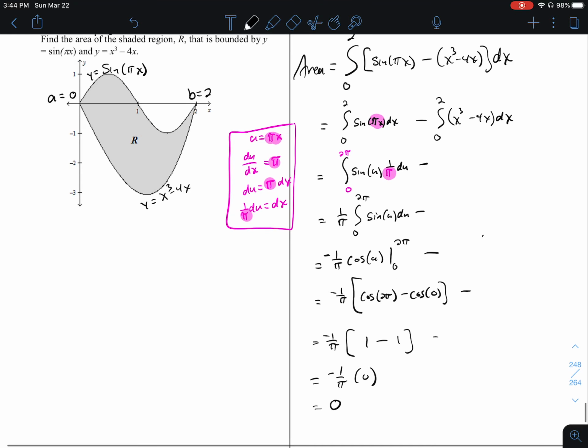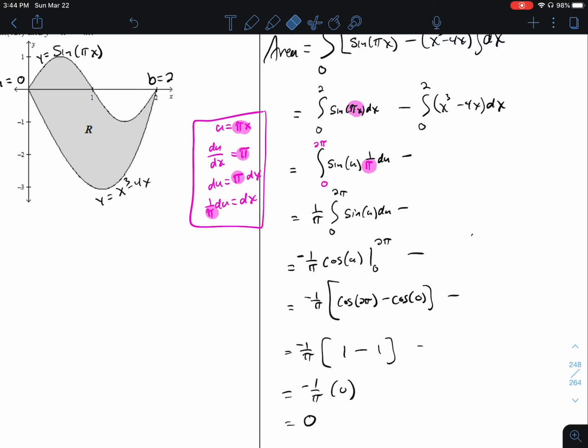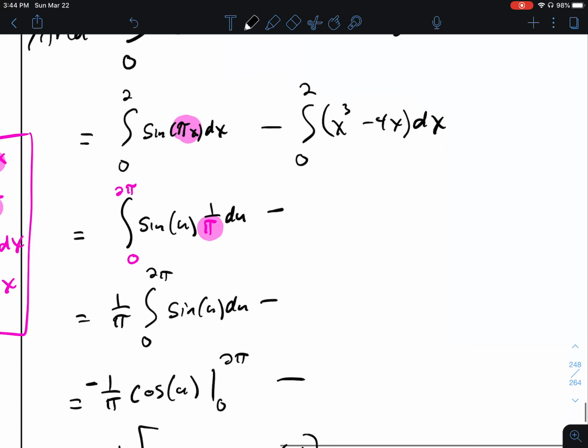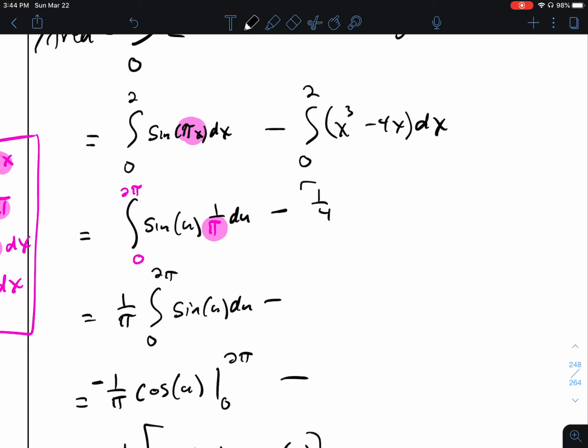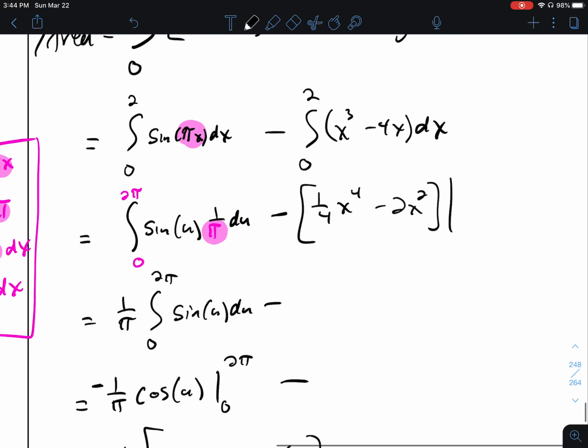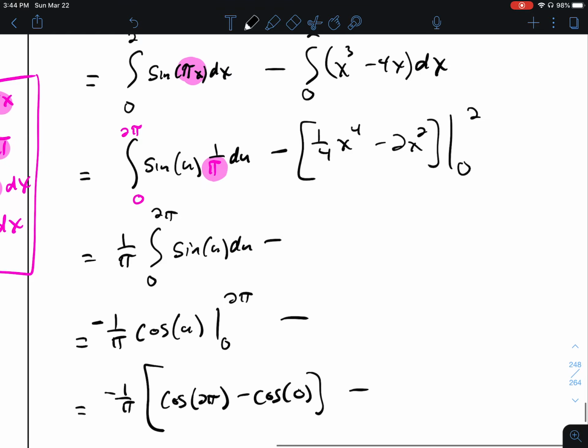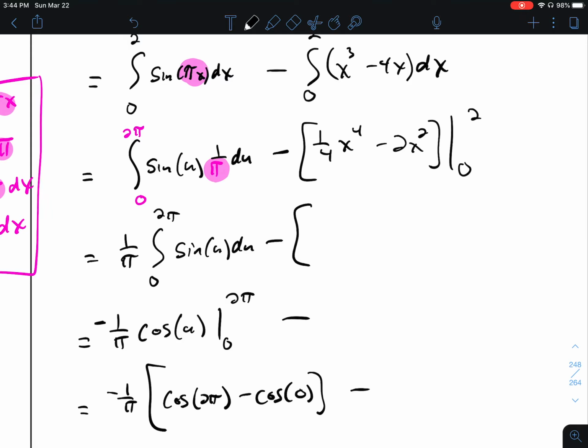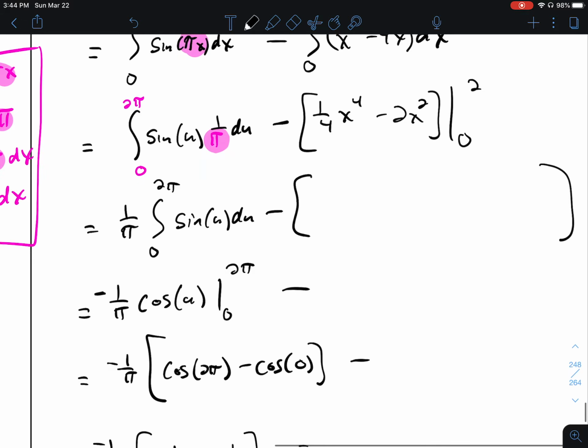Now we could have conjectured that at the beginning, because this area here is identical to this area. One's positive and one's negative. Now let's focus on this other curve. If we integrate x cubed, we add 1 to the exponent, multiply by the reciprocal, we're going to get 1/4 x to the 4th. If we integrate negative 4x, we're going to get negative 2x squared. This is evaluated from 0 to 2. Then I've got to continue with lots and lots of brackets here. They're going to have brackets inside brackets.